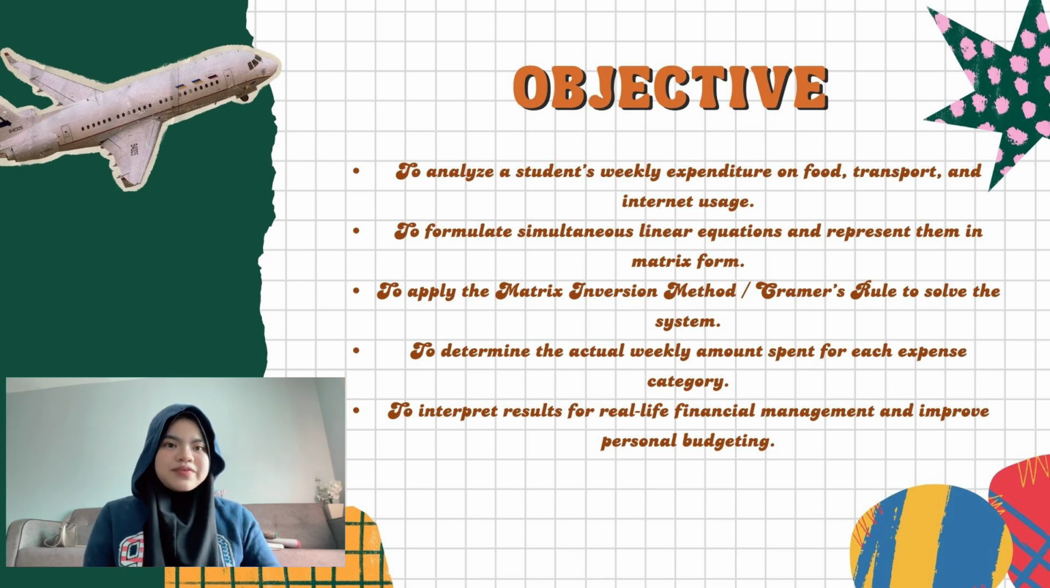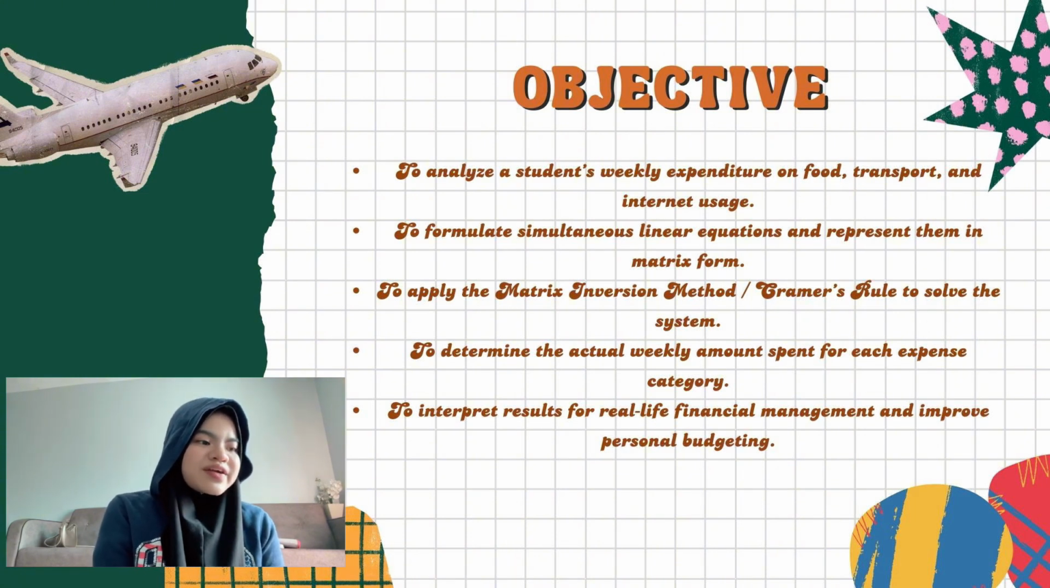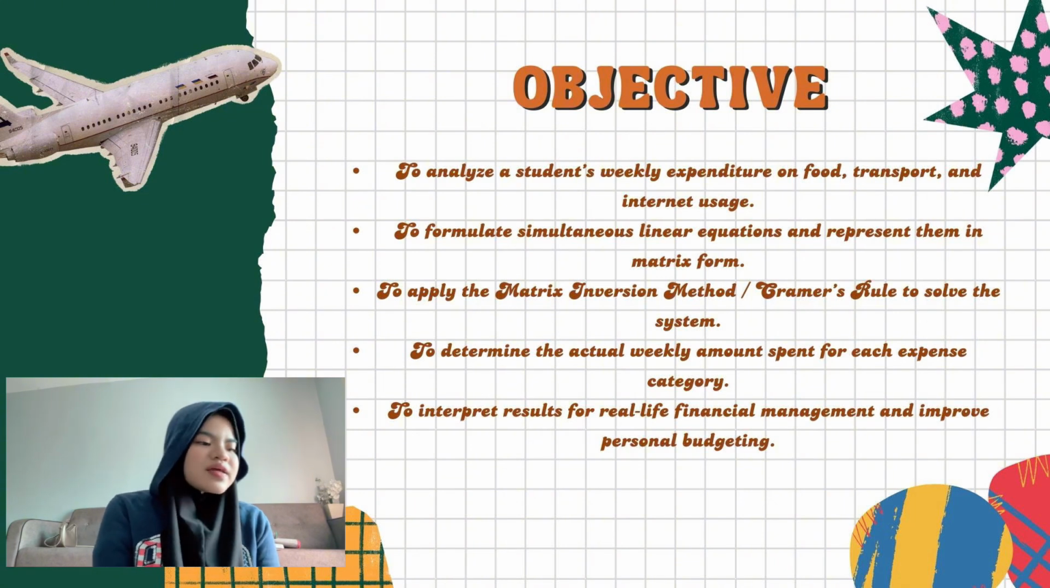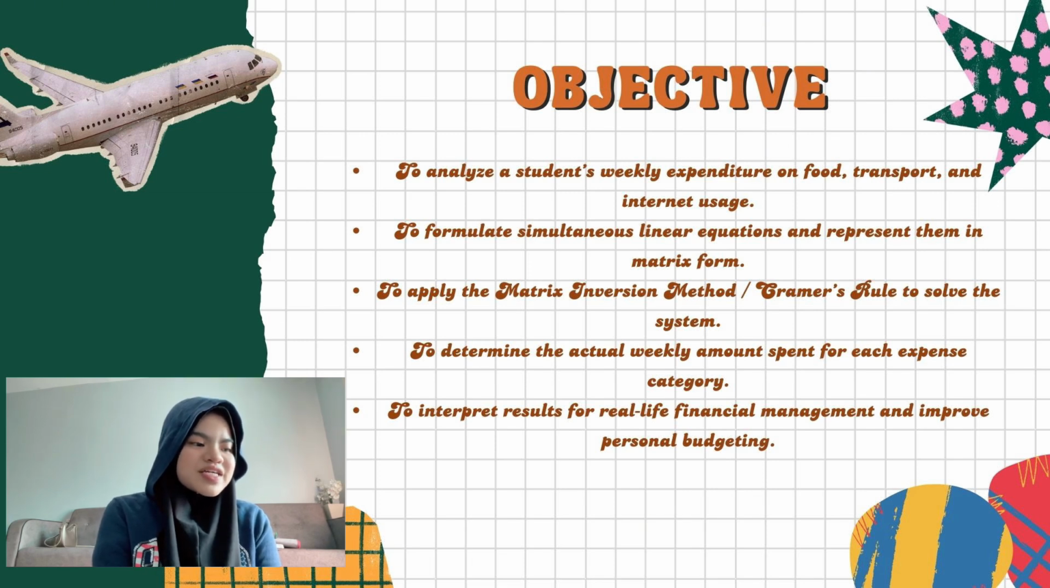Next, the objectives. Number one, to analyze a student's weekly expenditure on food, transport, and internet usage. Second, to formulate simultaneous linear equations and represent them in matrix form. Third, to apply the matrix inversion method, or Cramer's rule, to solve the system. Fourth, to determine the actual weekly amount spent for each expense category. Last but not least, to interpret results for real-life financial management and improve personal budgeting.